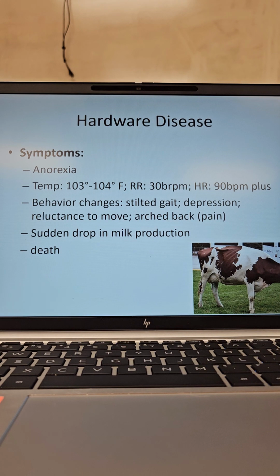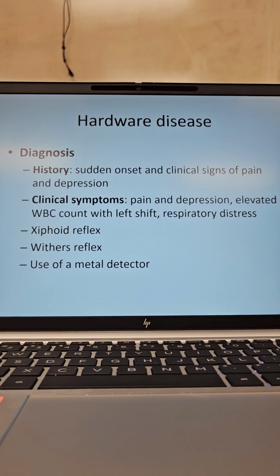There's going to be a sudden drop in milk production. They don't feel well. Stress causes milk production to decrease. Death. Sometimes death is the first symptom you see.